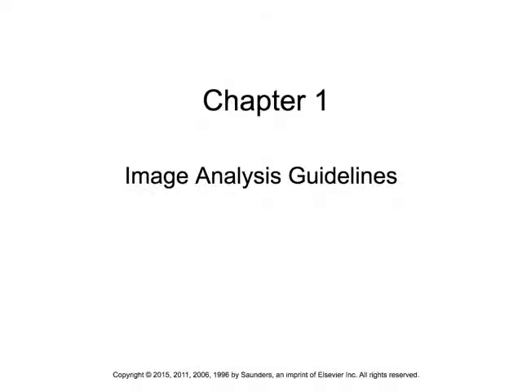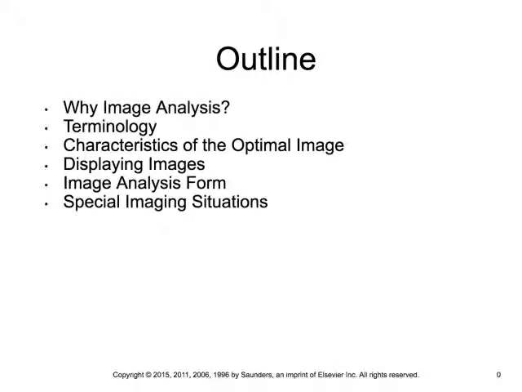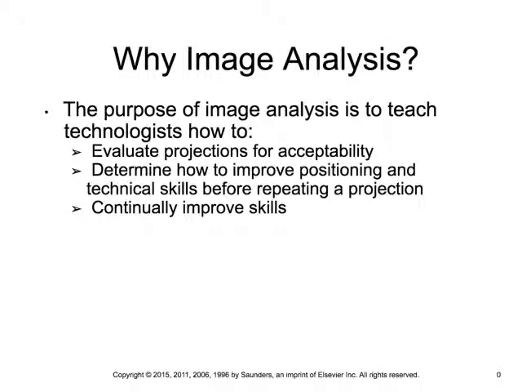All right, so let's talk about image analysis guidelines. So, a brief outline of what we're going to be talking about. Why are we doing this? Some terminology, characteristics of an optimal image, and that will relate back to that sheet that I gave you last week that has the checklist of everything. It's like a sheet from a QA program in a department. That's the one. We'll talk about how images should be displayed using forms or measures for looking at analysis, and special situations.